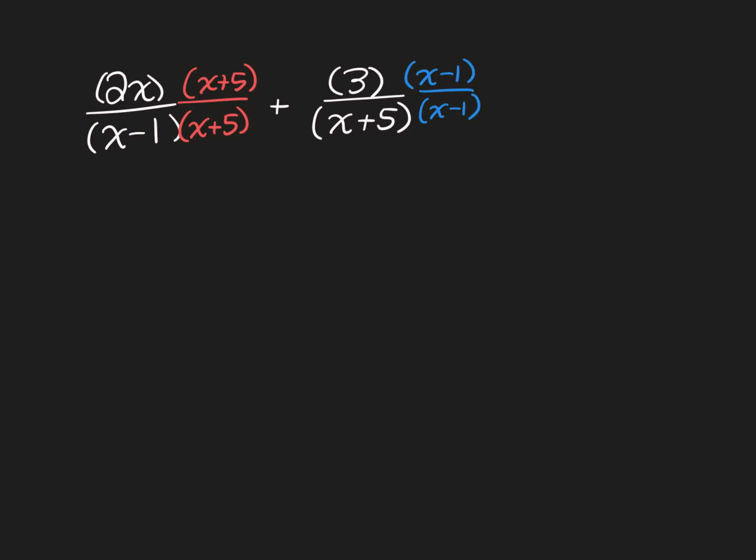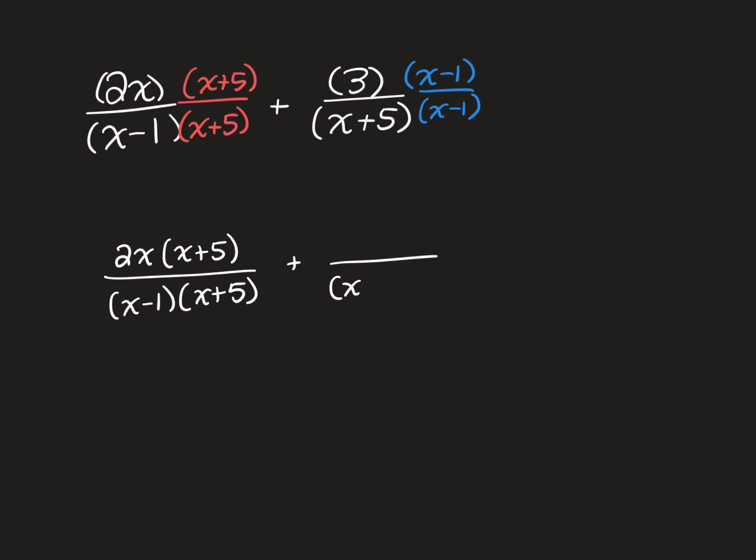Now you need to think about rewriting each fraction. So in the first fraction, I have a common denominator, or my denominator is (x minus 1) times (x plus 5). And then I've got (2x) times (x plus 5), plus, and then I've got (x plus 5) times (x minus 1), and then I'll do 3 times (x minus 1).